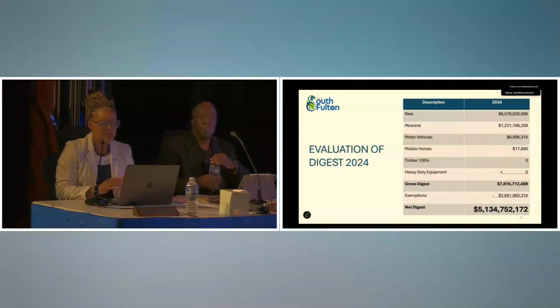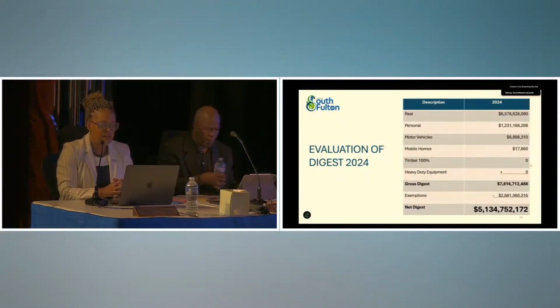So this is a breakdown of our digest. Real property, of course, is always the highest category. There's personal property, motor vehicles. We have seen a bit of an uptick in motor vehicles this year. And our total digest, 7.8, less our exemptions, results in our net digest of 5.1.